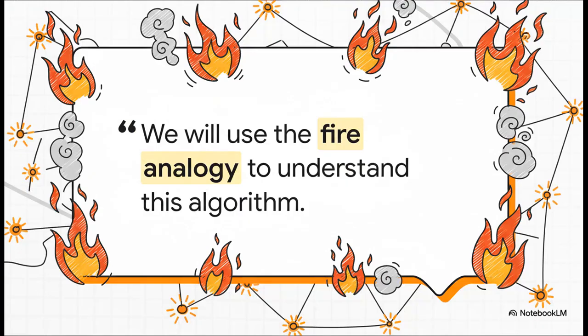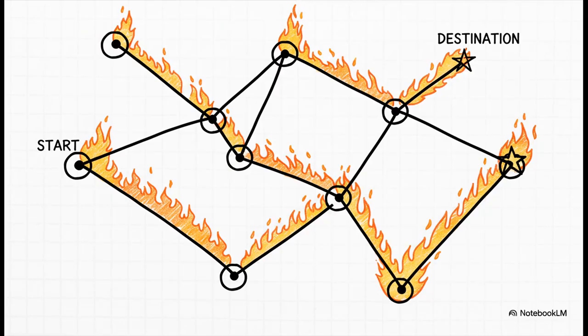To really get how your phone does this, the source material gives us this absolutely brilliant analogy. Just think of it like a fire spreading across a map. This is the beautiful idea behind Dijkstra's algorithm. It starts a fire right at your current location.